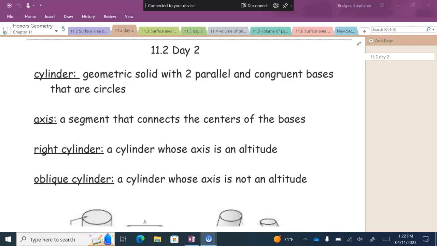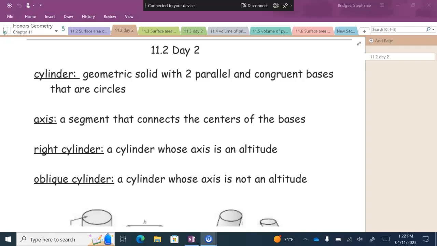Now there is an axis that is a segment that connects the centers of the bases. So imagine an imaginary line. That's the axis. It's in the center of this cylinder, and it connects the centers of your circle bases. Does that make sense? That's what an axis looks like.